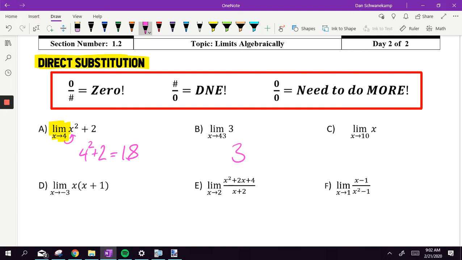The limit as x approaches 10 of just the function x. Show me with your fingers, what do you think the limit's going to be? It's 10, because all we're doing is taking 10 and plugging it in. It's this line right here. It's just the line y equals x. It's going to keep increasing. Every time the x value goes up, so does the y. It's 10. Make sense there?